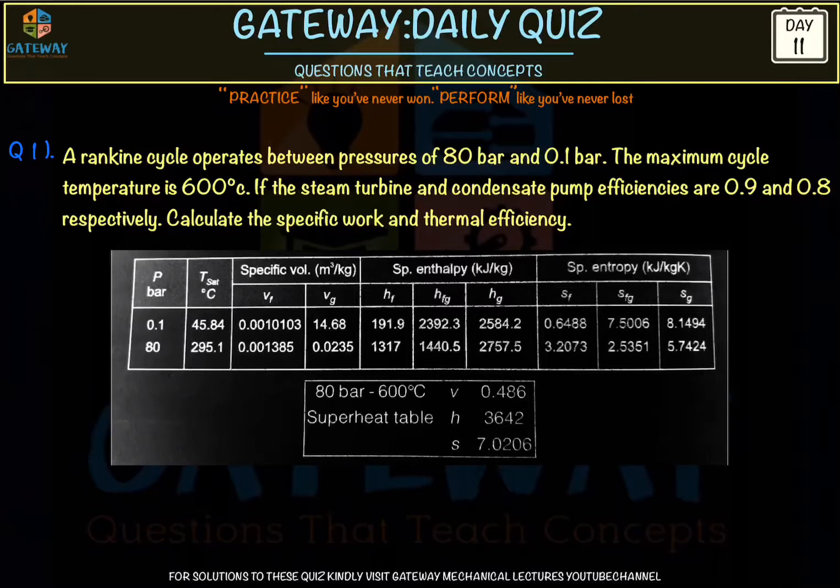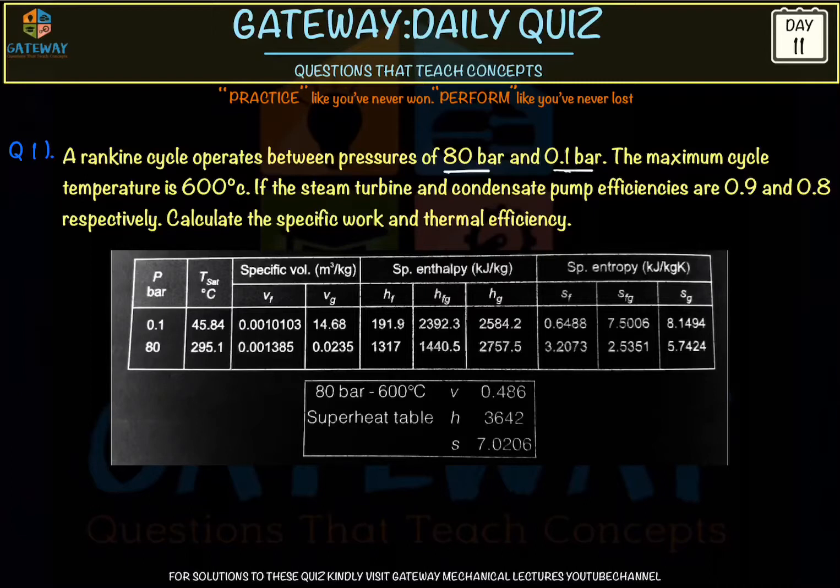A Rankine cycle operates between the pressures of 80 bar and 0.1 bar. So 80 bar is the highest pressure, 0.1 bar is the lowest pressure. Nothing but 80 bar is the entry into the turbine, and 0.1 bar is at the condensation state. The maximum cycle temperature is 600 degrees centigrade. So the maximum cycle temperature is attained after combustion, right? After the heat addition, that is 600 degrees centigrade.